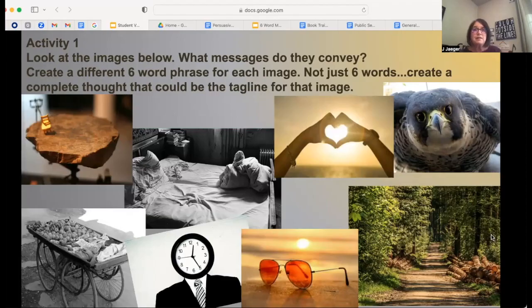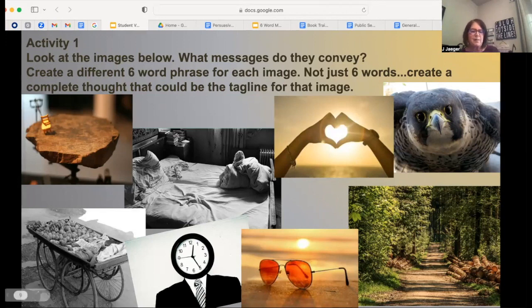I would normally take time during a regular workshop or webinar for us to come up with some, but we are virtual, so I'm just going to go ahead and pause, and I want you to think of a six-word phrase, a complete thought that could be a tagline for this image. I'll just give you a few seconds to think of it. So the imagery in these is evident.